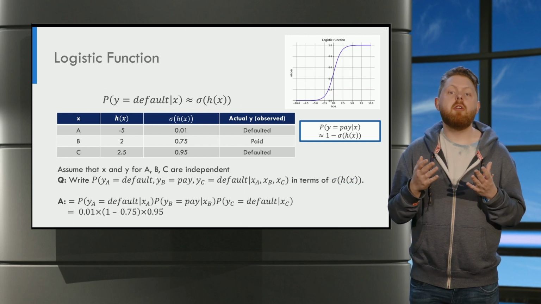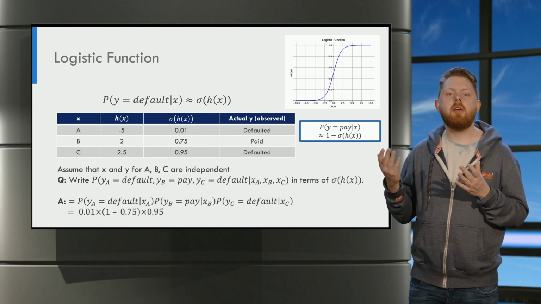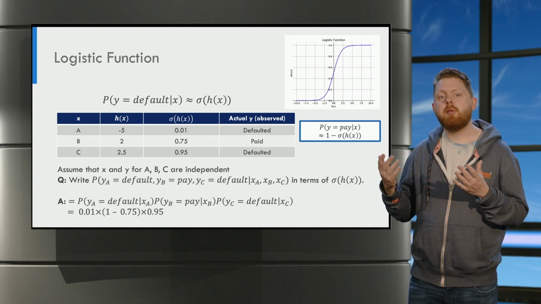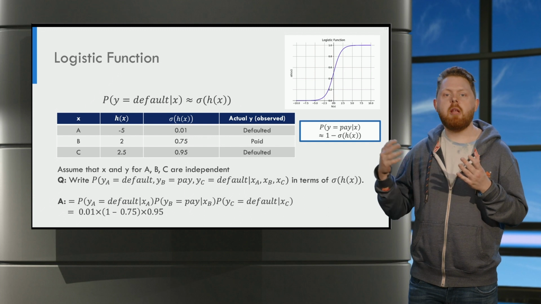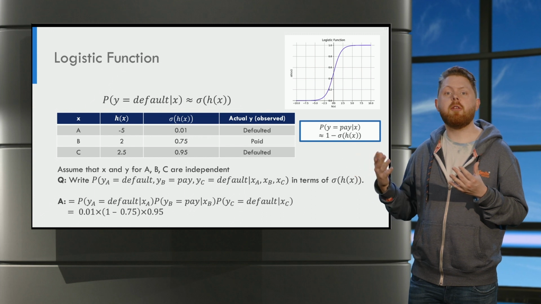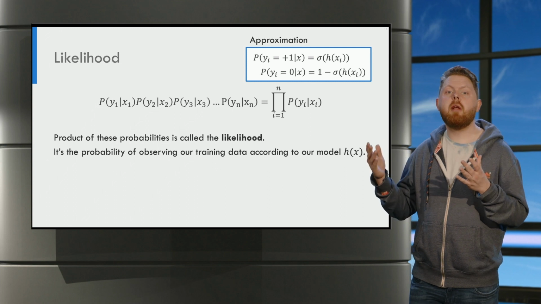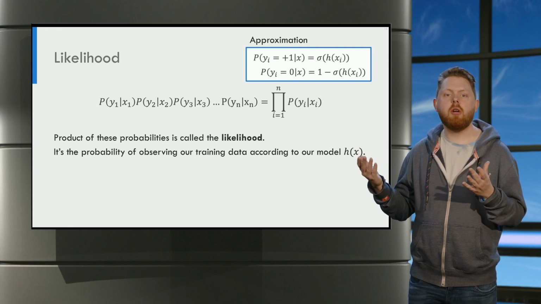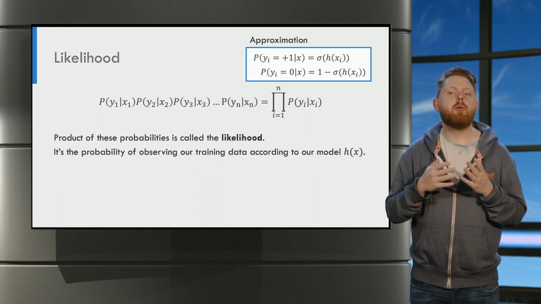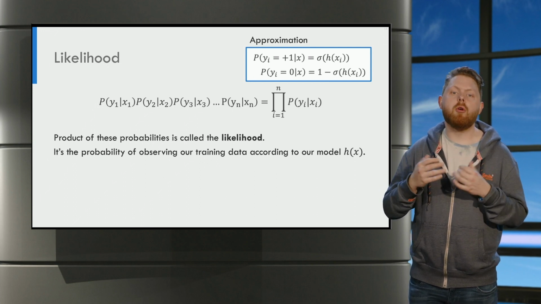What we have computed here is the probability of observing this data. Note that in this example our model predicts the probabilities reasonably well, except for person A. Here we predicted a probability of 1% of defaulting, yet this person defaulted. If you multiply all these probabilities together for the y's that you observe, we obtain what is called the likelihood. This is the probability of observing the y's of the training set according to our model.